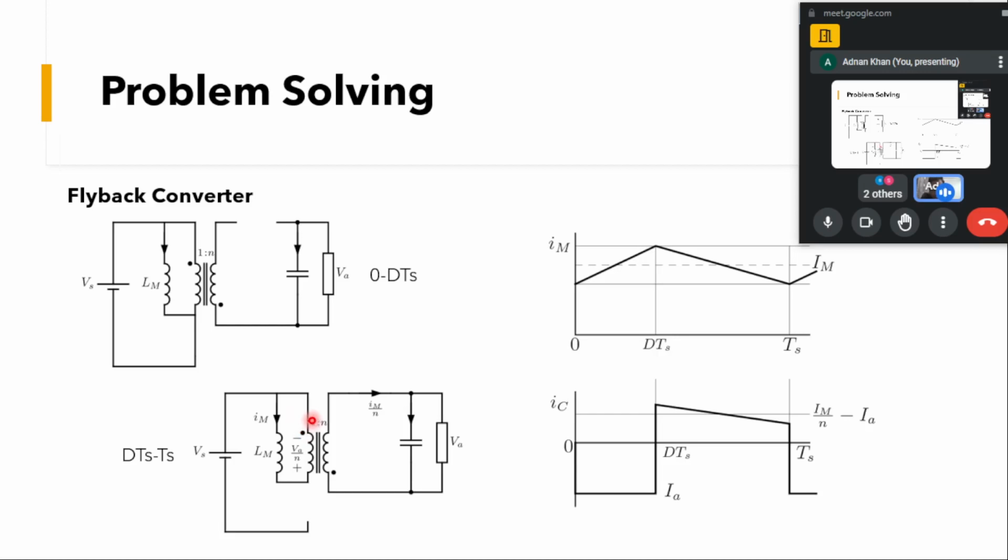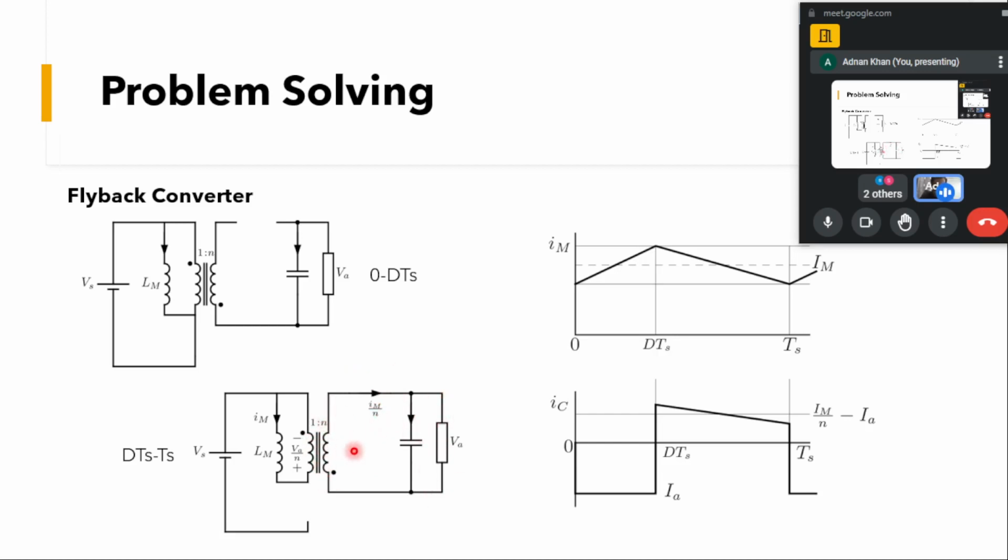If you know the dot convention, if the current flows out of the dot, current will flow into the dot on the secondary side. So when the current flows this way, this current will forward bias this diode and it will start conducting. You got it? When this starts conducting, this voltage will come across the secondary.